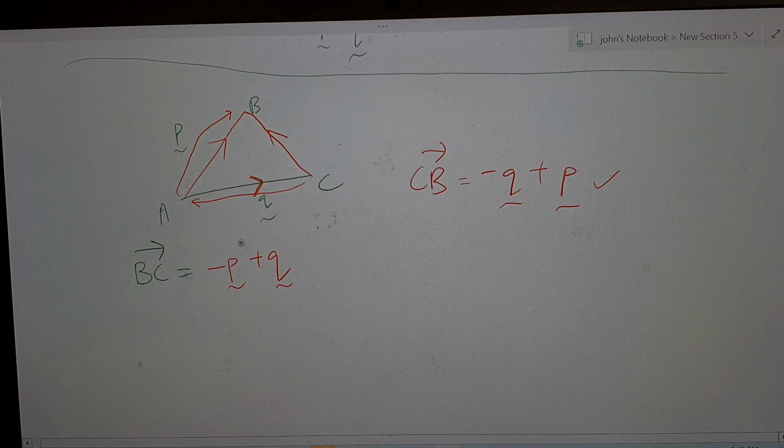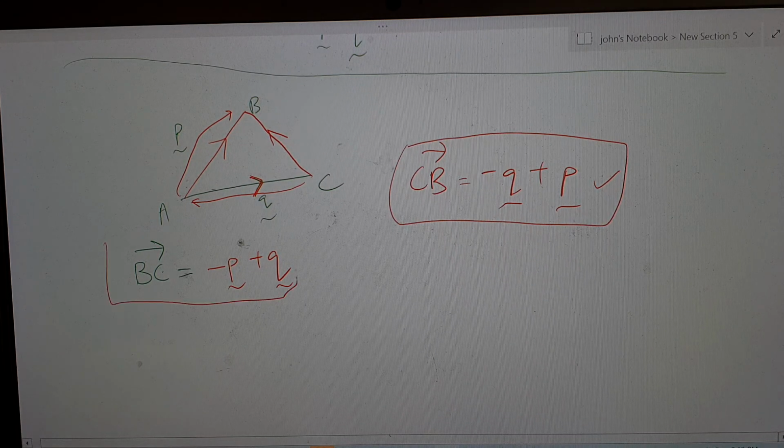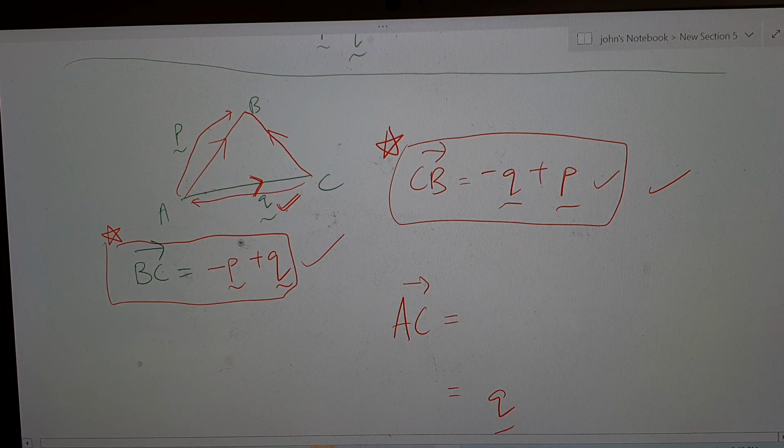Now let's say I want to check whether all these are correct. If I check AC, we know that to go from A to C, the answer should be Q. That is what's given by the question. So I'm trying to prove to you that what I've written here is correct. To go from A to C, my final answer should be Q. Let's see, using the method that I taught you.